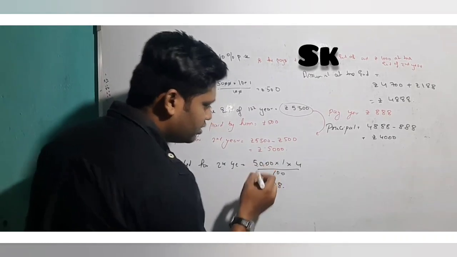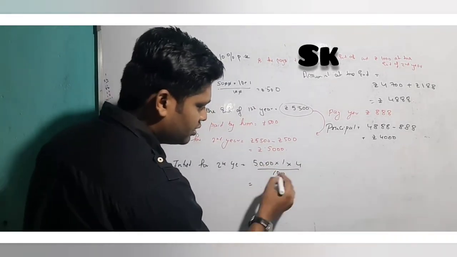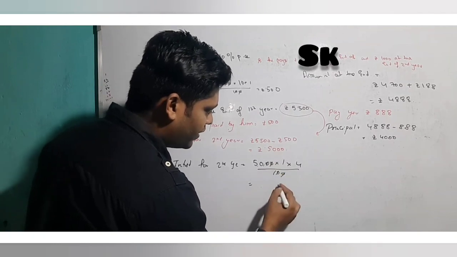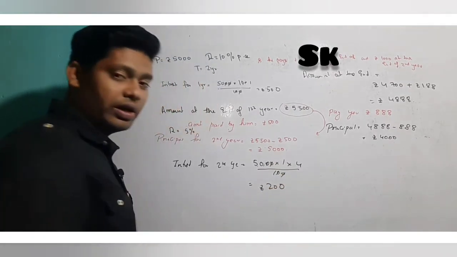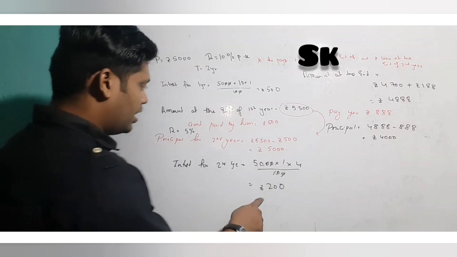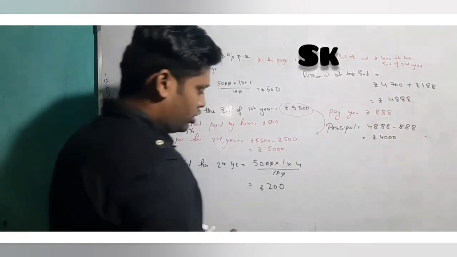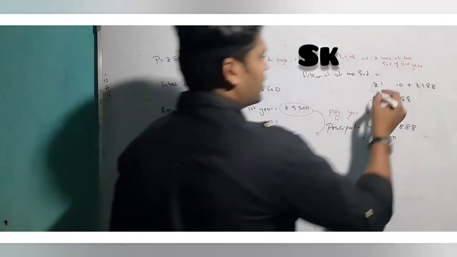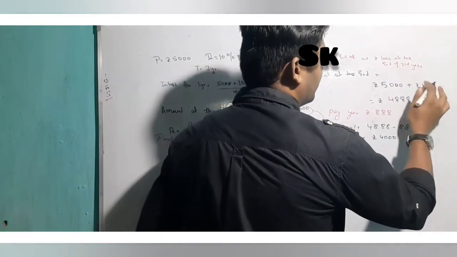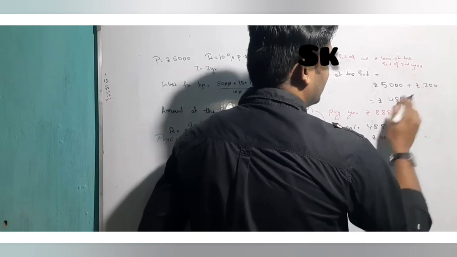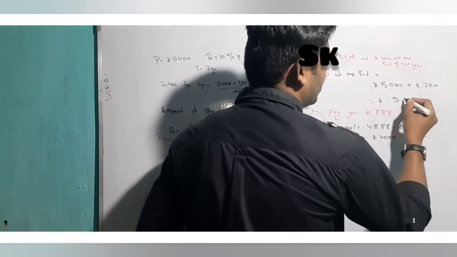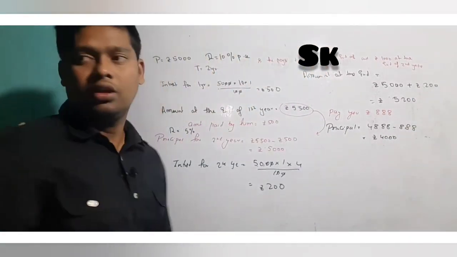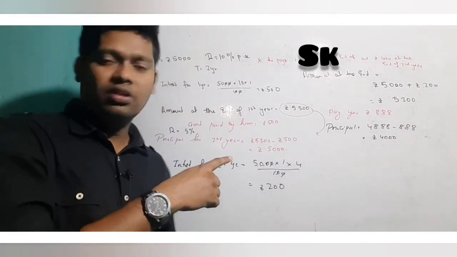So here 5,000 into 4%, how much will you get? The zeros cancel, 5 into 4 is 20, so it will be rupees 200. Clear? Now the amount will be 5,000 plus 200, which is 5,200. This is the amount at the end of the second year.